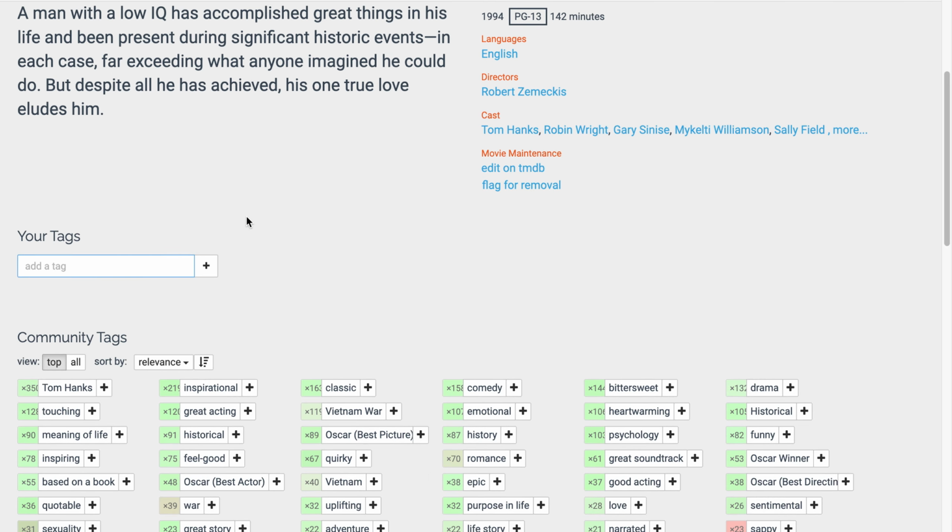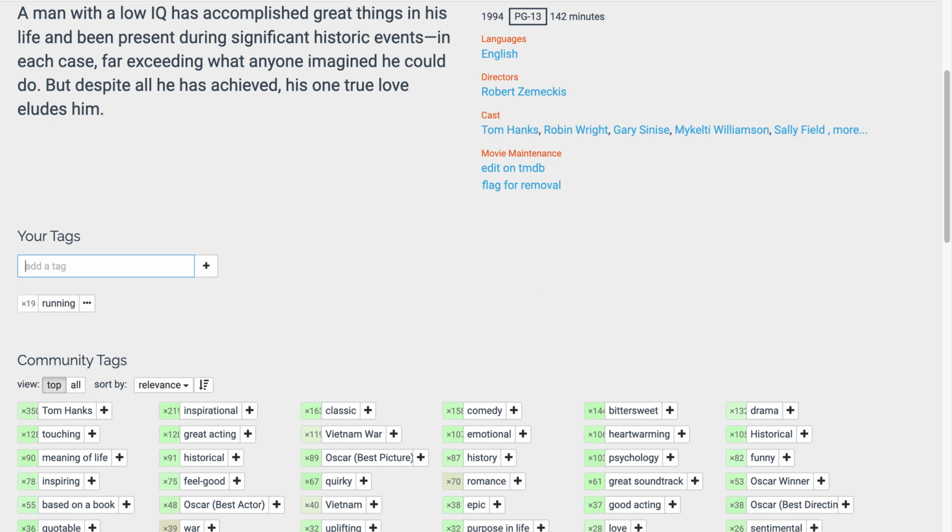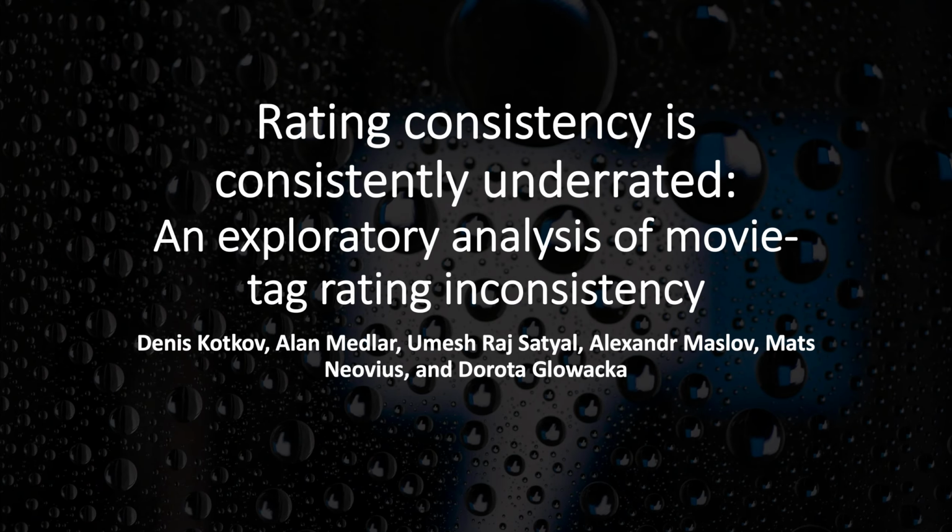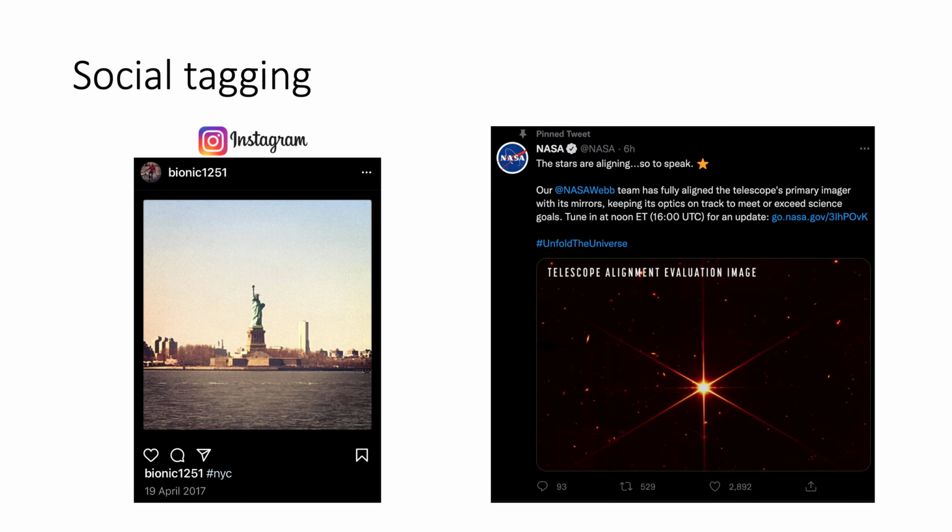And I remember that there was a lot of running in this movie. That is why I can attach this tag to this movie. I can also see that 18 other users also attached this tag to this movie. And this is a very common functionality for many websites. For example, Instagram allows to attach hashtags to pictures, or Twitter allows to attach hashtags to messages.